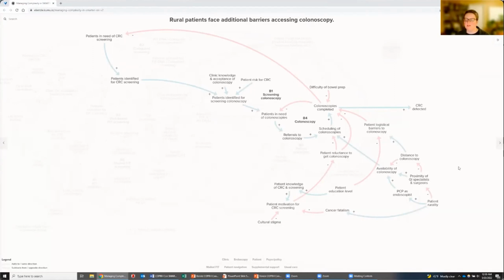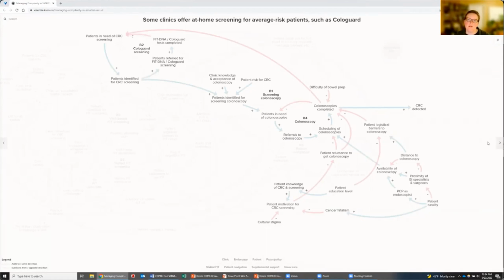And what's interesting and something we've incorporated more recently into this model is that we found that we've quite a few examples of primary care physicians performing colonoscopy for their own patients to help reduce some of these barriers.